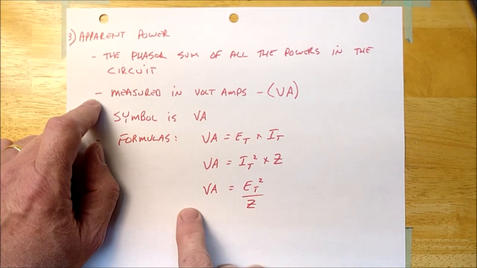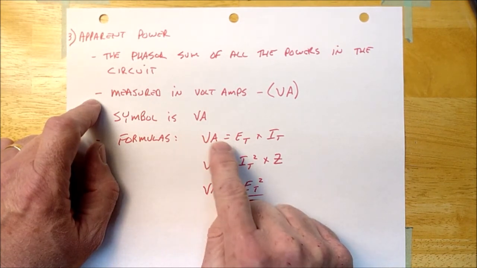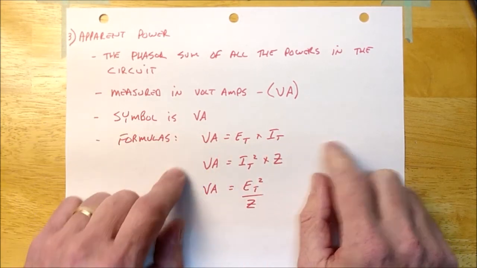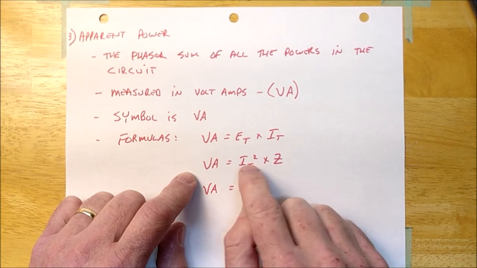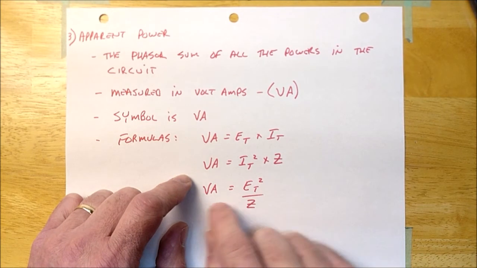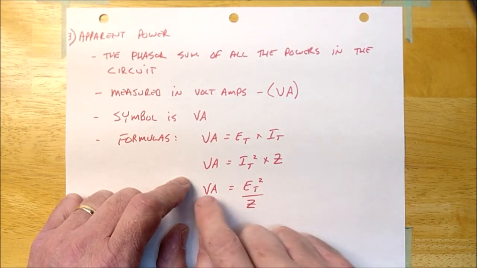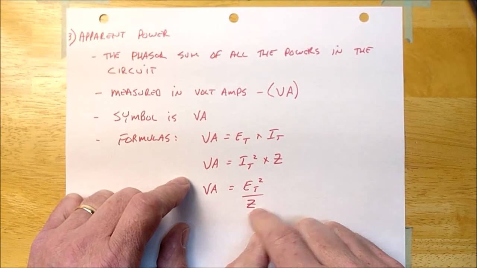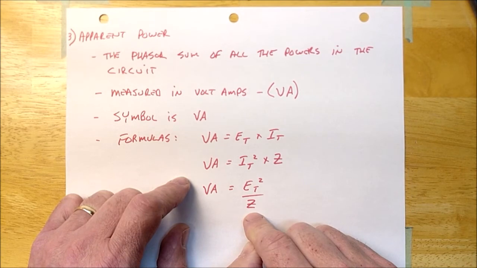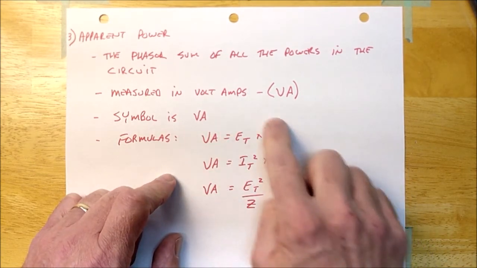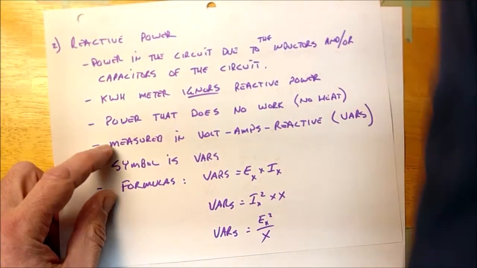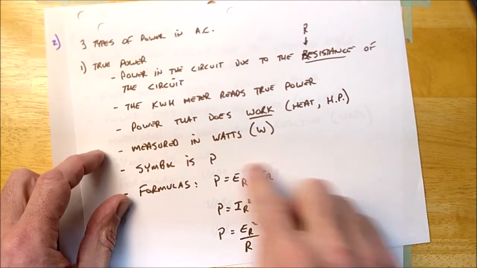And have a look at the formulas here, guys. The VA power is equal to E times I, E total times I total. The VA is I squared R, I total squared times the total resistance, Z. VA is E squared over Z, E total squared over Z: total voltage across the circuit squared divided by the impedance of the circuit. So these are all whole circuit values, guys. These ones here were just the reactive power values. These ones here were just the resistive values in the circuit.